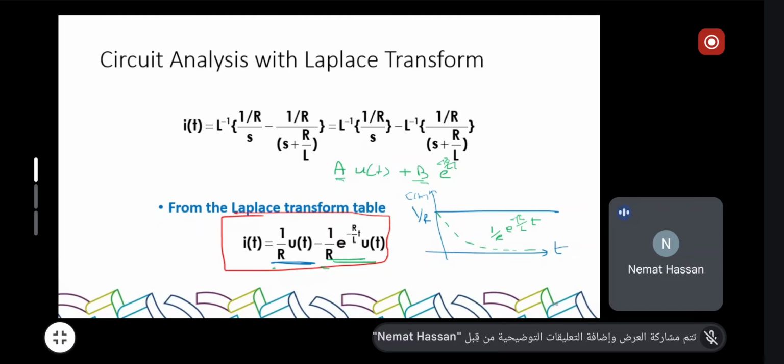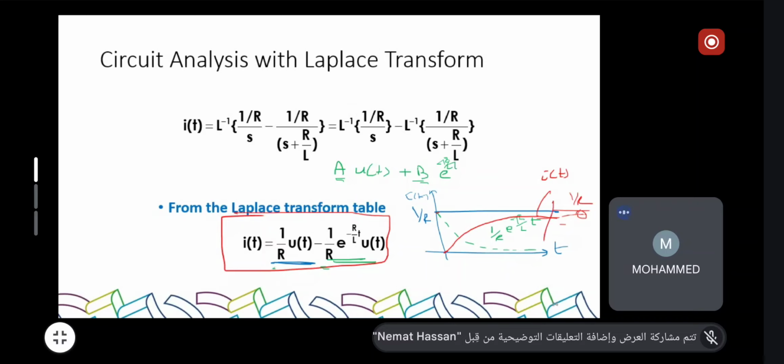So I is basically the blue line minus the green line, which looks like this, correct? So at point 0, 1 over r minus 1 over r is 0, and then it starts to gradually increase, correct? So this red line over here represents I of t. Now, if you notice, I of t will gradually increase, and at some point it will become equal to 1 over r, correct?